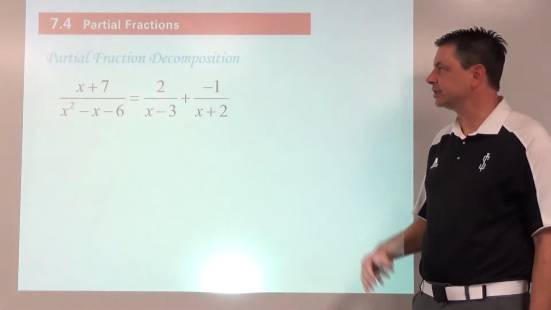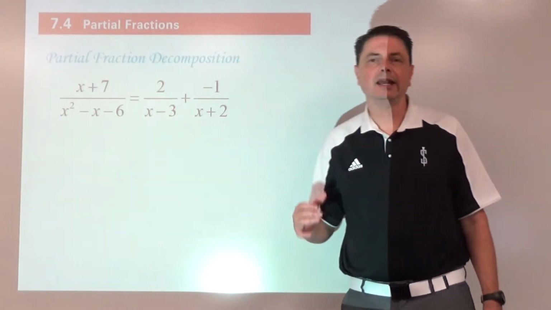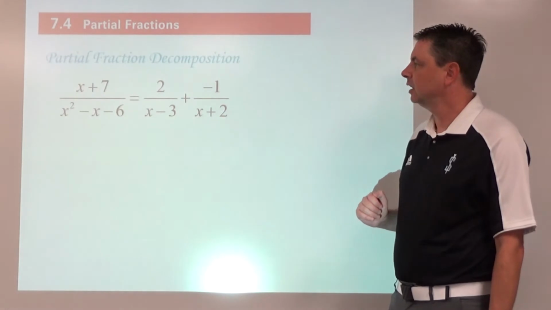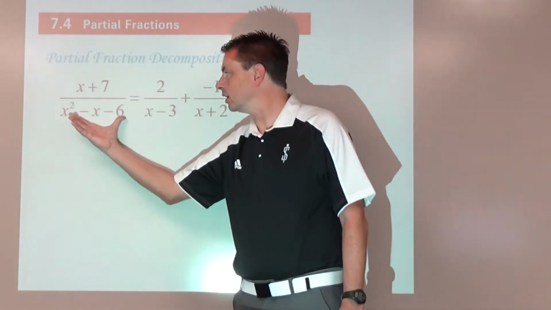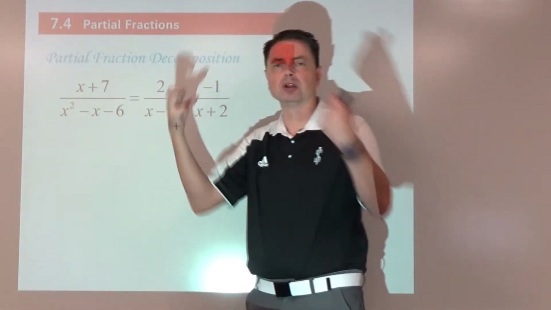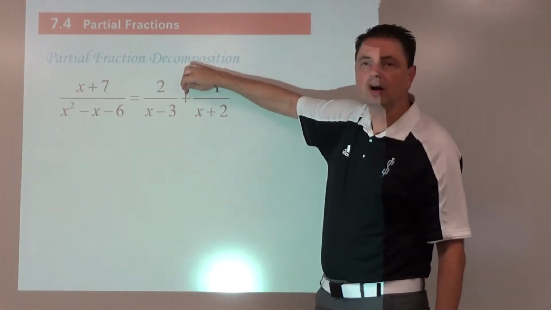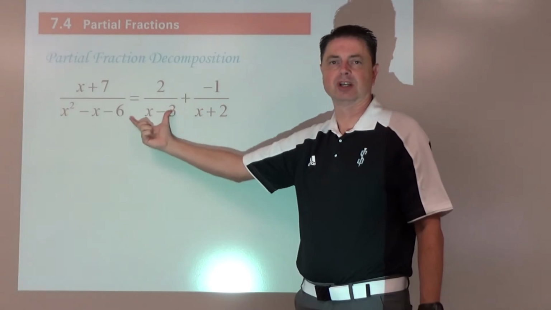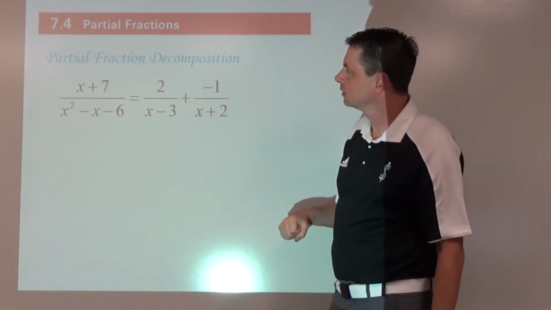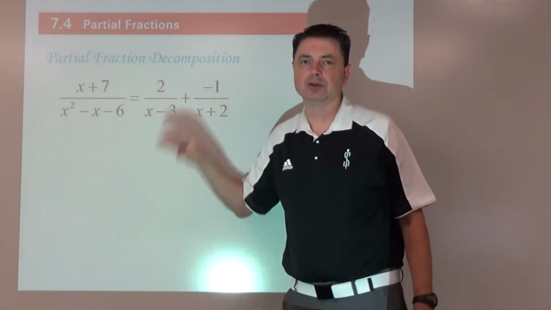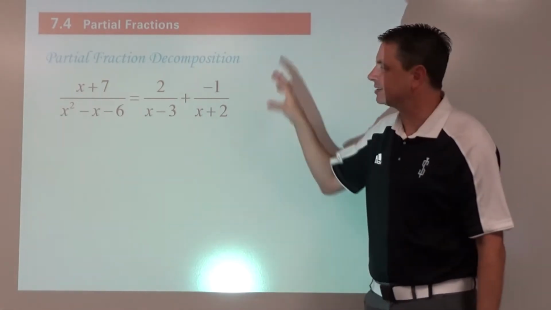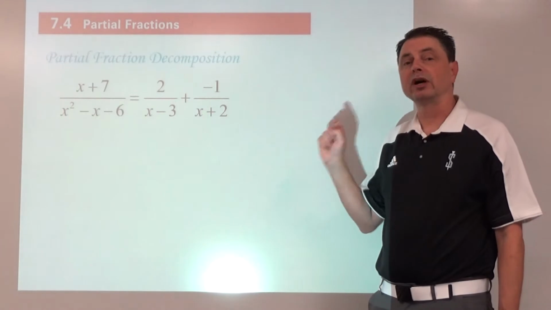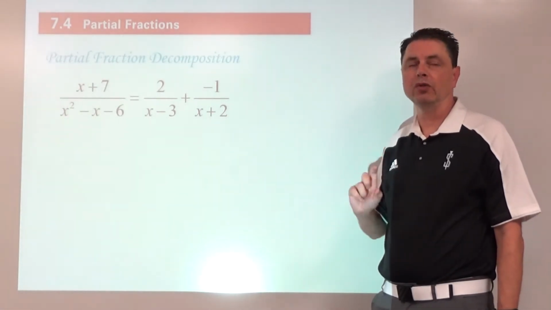7.4, partial fractions. This is definitely a calculus skill, something that you would use in calculus, where we are going to take a fraction that looks like this and pull it apart into a combination of two fractions that have linear denominators. So we're going to learn how to do that. Fair warning, the process that I'm going to go through is a little bit different than the process that the book uses. Both will work.